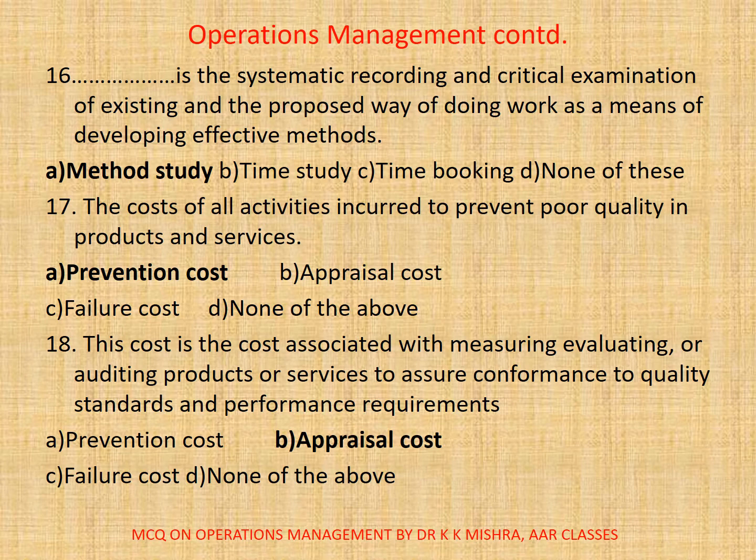Prevention cost. 18. This cost is the cost associated with measuring, evaluating, or auditing products or services to assure conformance to quality standards and performance requirements. Options are A. Prevention cost, B. Appraisal cost, C. Failure cost, D. None of the above. Here correct option is B.